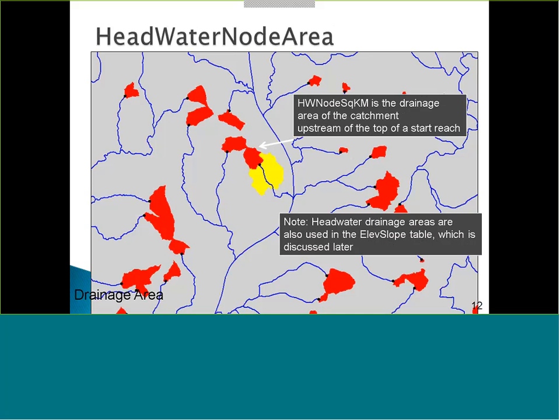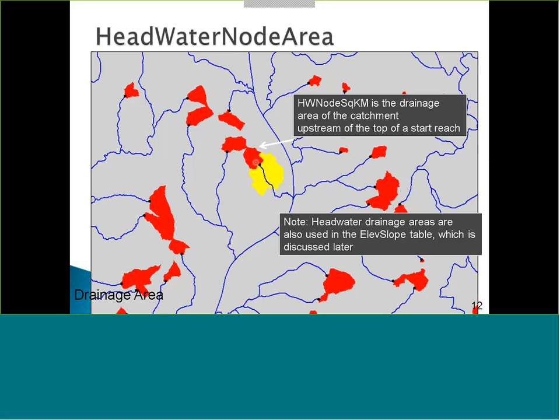Now, the next table, it's called the Headwater Node Area Table, and this is really nice because right here would be the top of a start reach, okay? And this area here, this red area, is the drainage flowing into the top of that start reach. So if you're, for instance, modeling or doing an analysis and you want to know what the drainage area is at the top of your start reach, maybe for your most upstream boundary conditions or whatever, the Headwater Node Area Table will give you that value, okay?